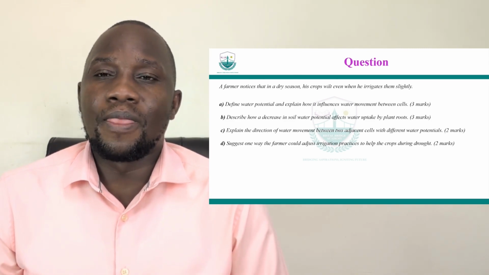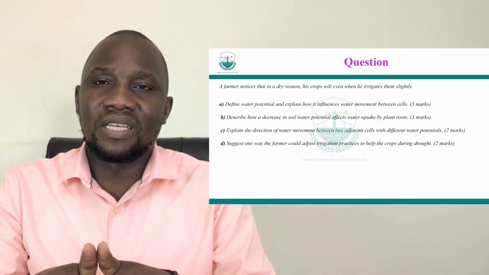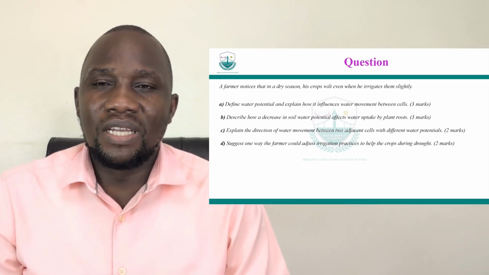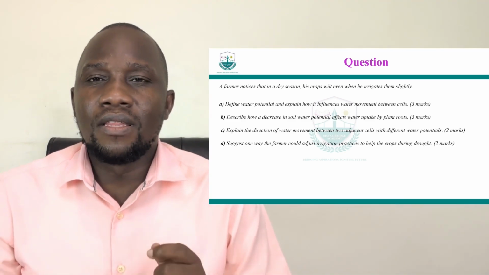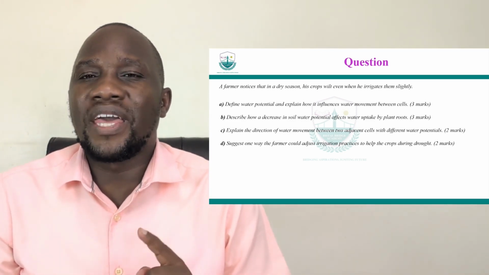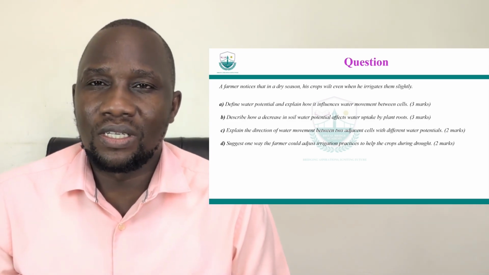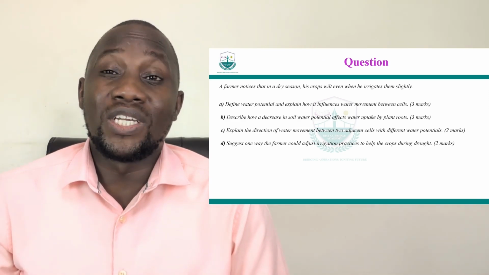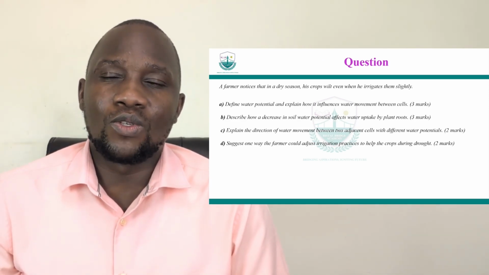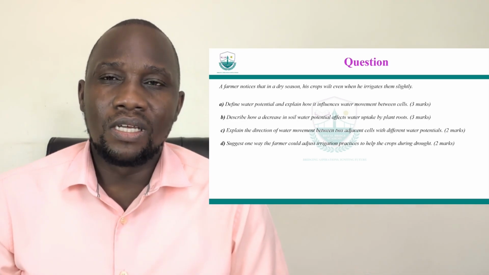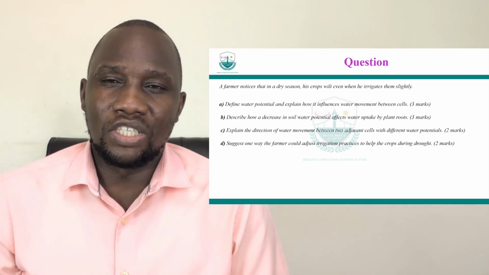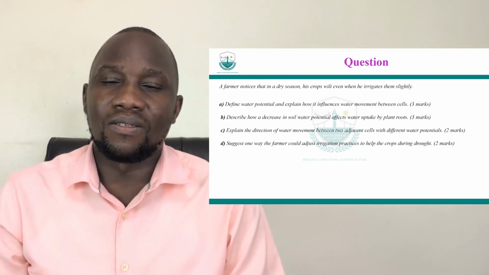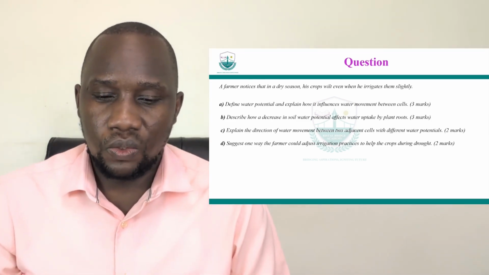So eventually, if you have two neighboring cells of different water potentials, it means that the water will move to where you have more solute concentration. So the water will basically move to where there is a low water potential, because more solutes, less water potential. Okay, that's what will basically happen if you have two adjacent cells of different water potentials.